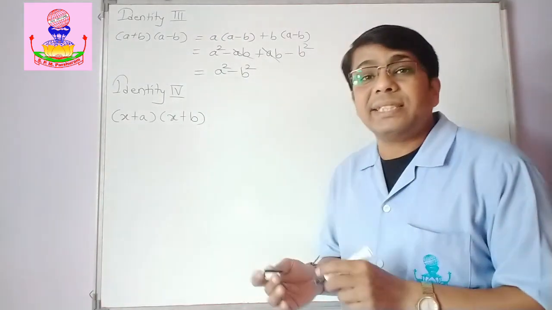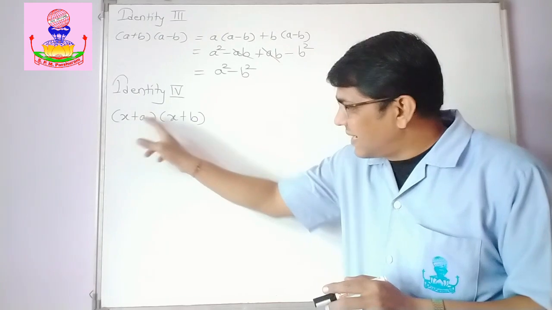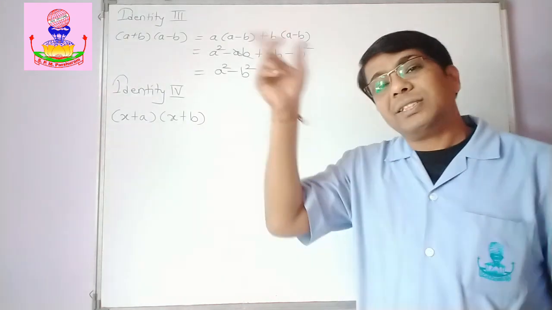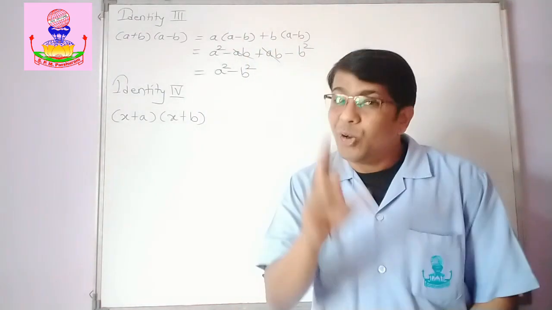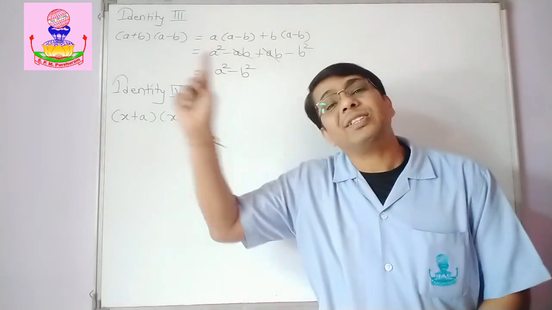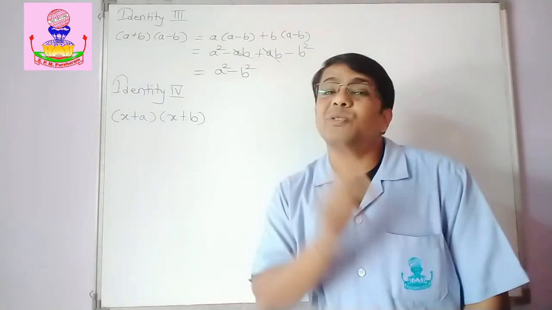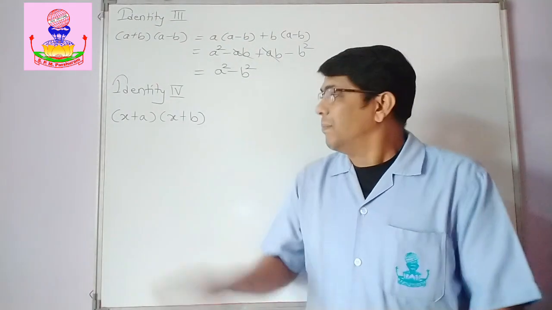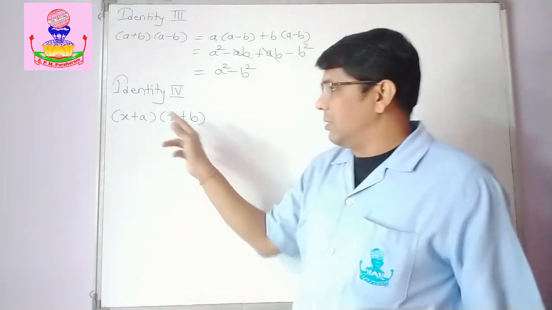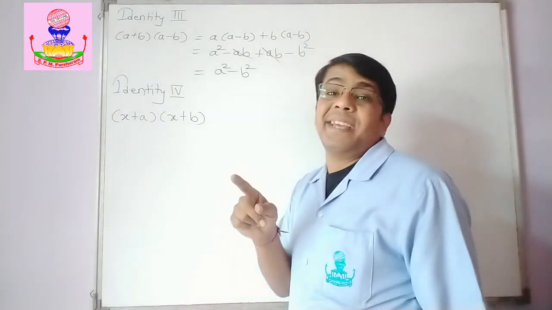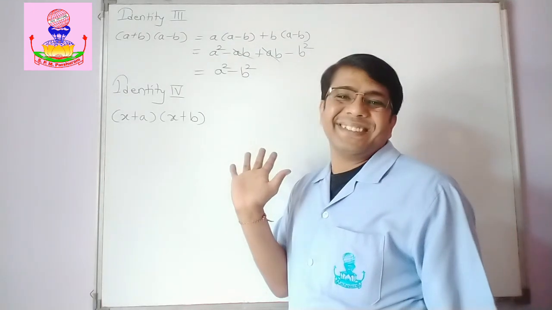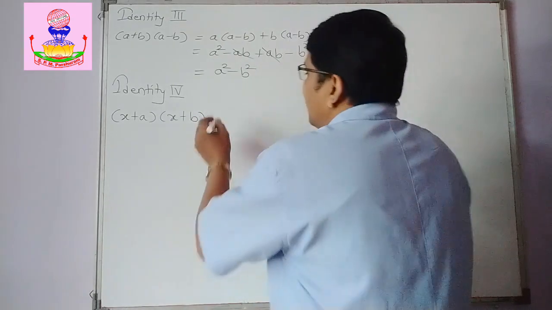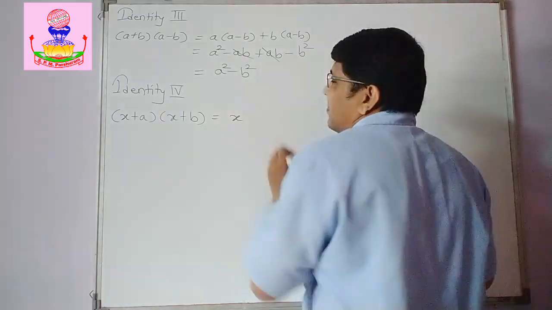So (x plus a) into (x plus b). See here, what has happened? The second term in both of them is different. So this is identity 4. In the first, (a plus b), both the terms were similar. In the second, (a minus b), both the terms were similar. Third, (a plus b) (a minus b), both the terms were similar. But in this identity, the first term in both of the brackets is the same, but the second term is different. That is the difference here.